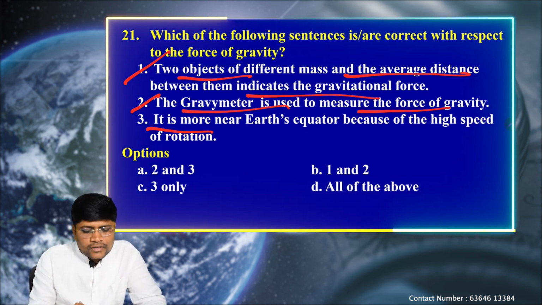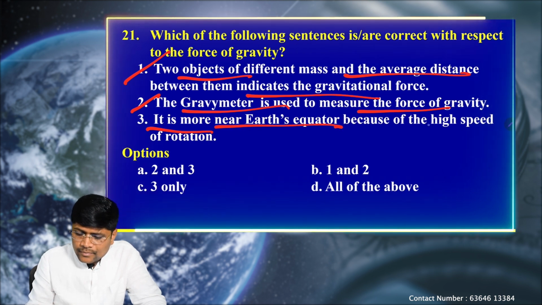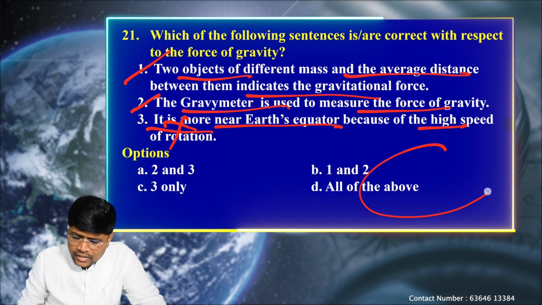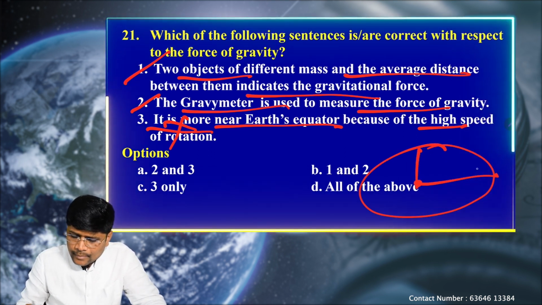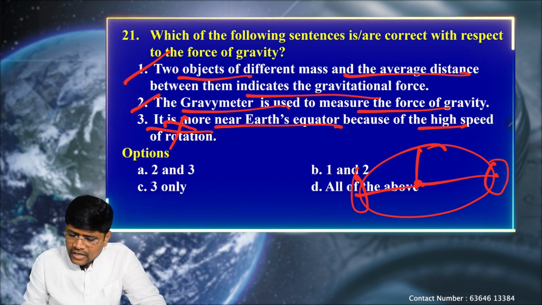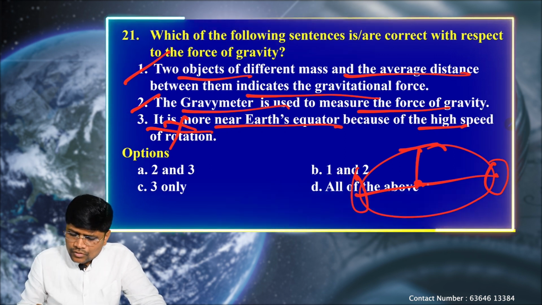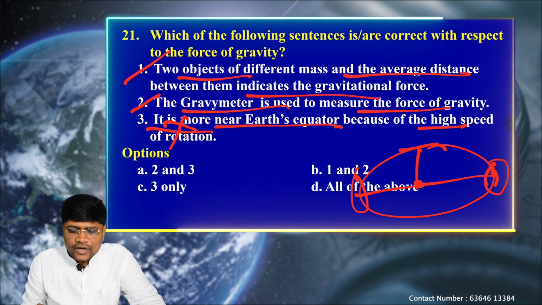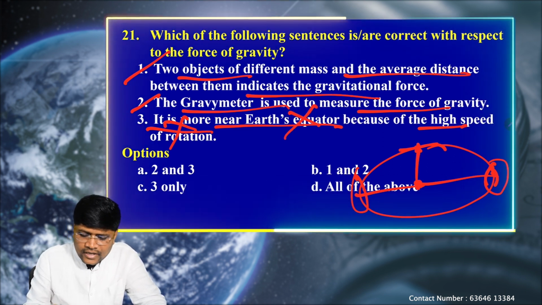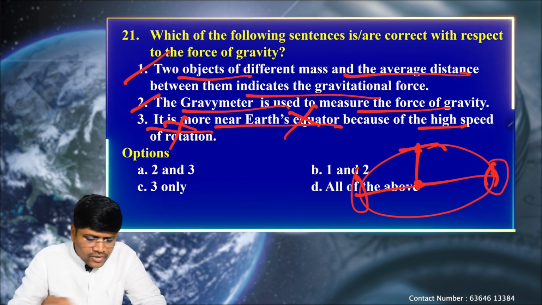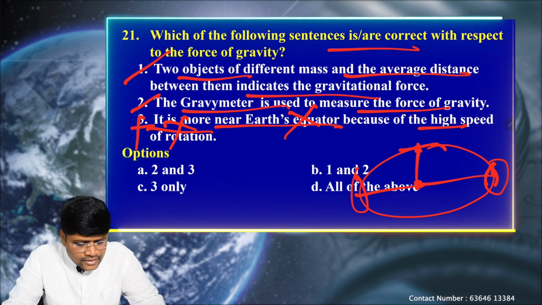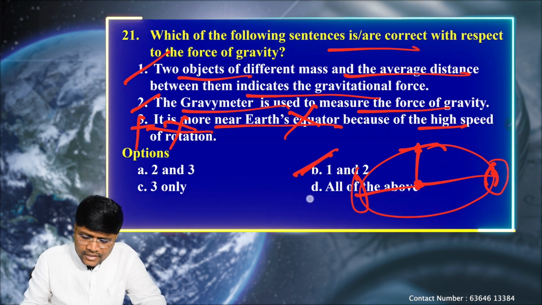Next, on the Earth, the gravity is more near the Earth's equator because of the high speed of rotation. Again, as we discussed in the previous questions, gravity on the Earth is more near the polar areas compared to the equator because Earth is in a geoid shape. That means bulge near the equator and flat near the polar areas. So the Earth's equatorial region is a bit far away from the core, but the polar areas are very close to the Earth's core. That's why gravity is more near the polar areas compared to the equator. That's why the third statement becomes wrong. So here the question is asking which sentences are correct. It is only 1 and 2. Okay, so option B is correct.